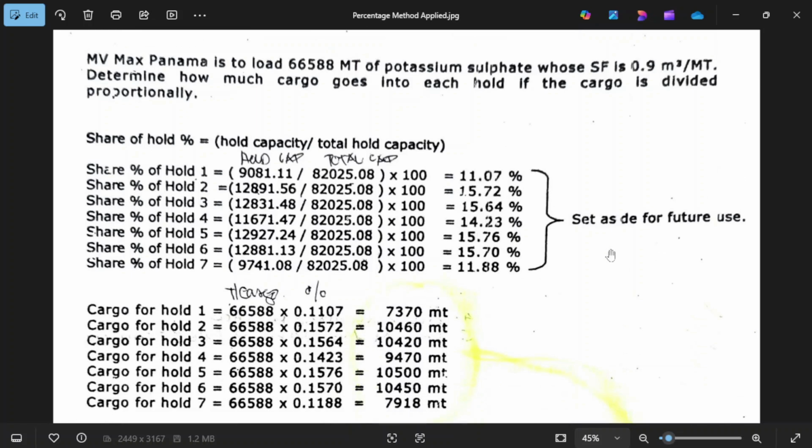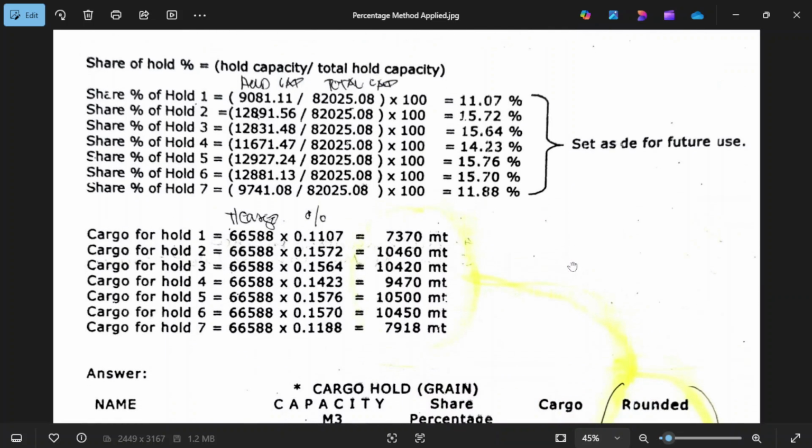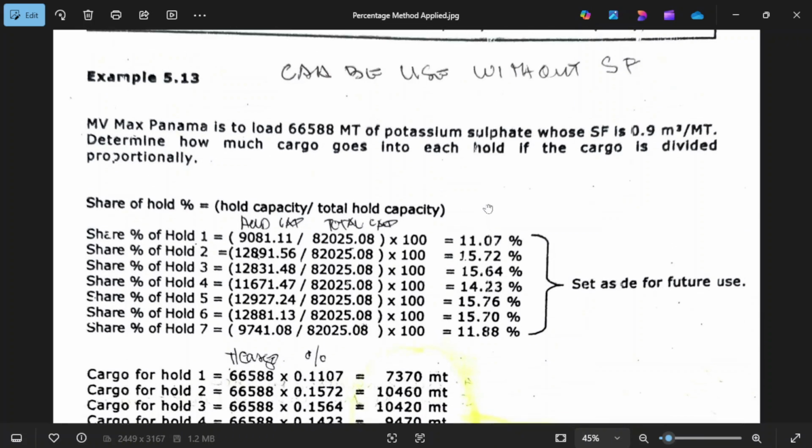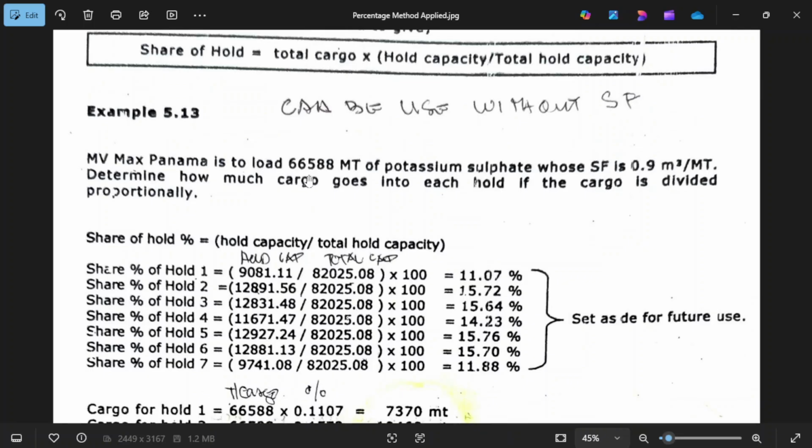Now this is constant, because of course the hold capacity is as it is and the total capacity is as it is, and this will be your percentage. So this will be set for future use. Then we go down here, and you put here the maximum cargo to load, this one, 66588.